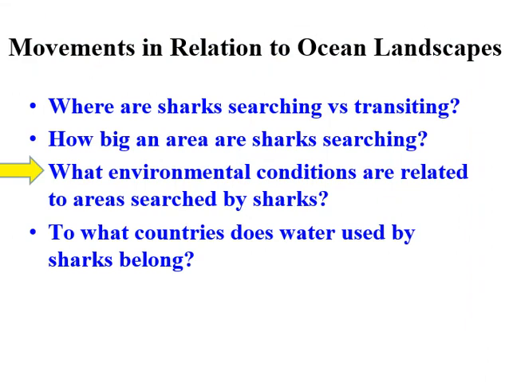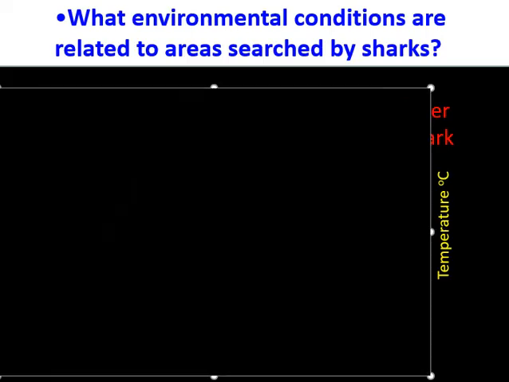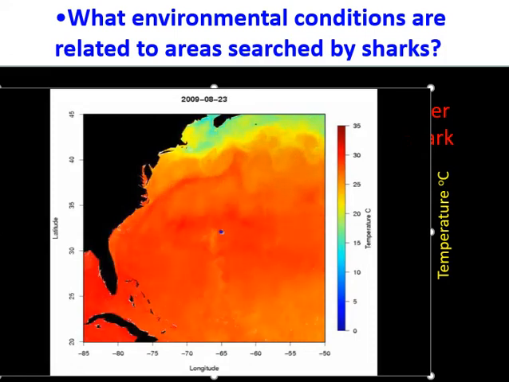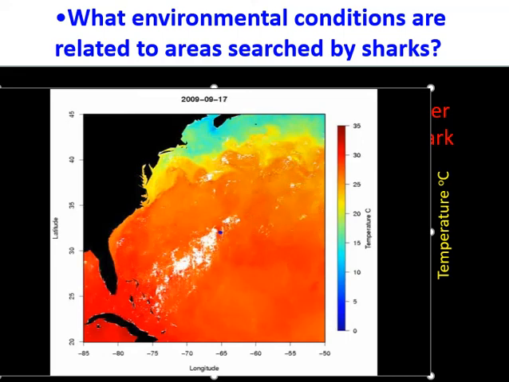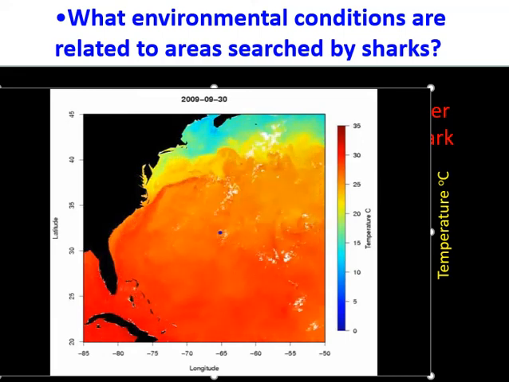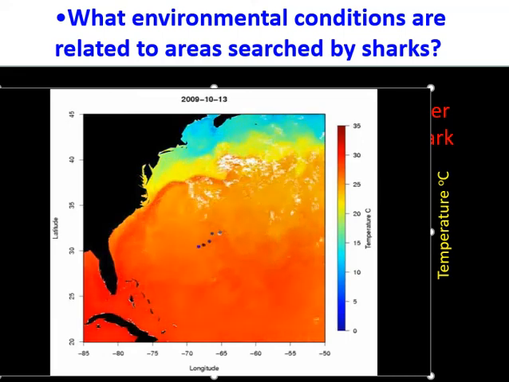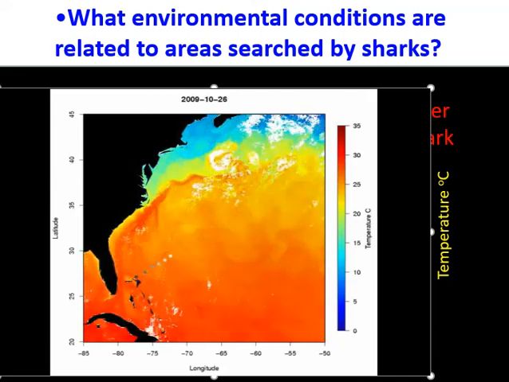In terms of assessing the environmental conditions, there's different ways that you can do this as well. Basically, though, if you look at how an animal is moving, here's a tiger shark that was tagged in Bermuda, and this is the sea surface temperature of this tiger shark.